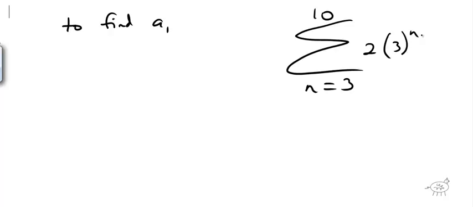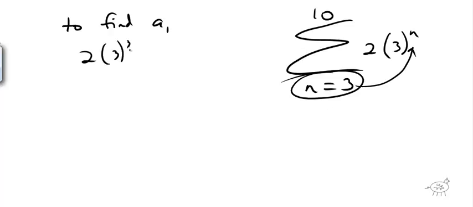Alright, so if I want to find a sub 1, remember you basically plug in this value into there. That's your first term. So that would be 2 times 3 to the third power. So 3 to the third power is 27. So 2 times 27, which is 54. Okay, so just remember when you're finding a sub 1, don't plug 1 into here. Sometimes kids do that. You're plugging in the starting value.